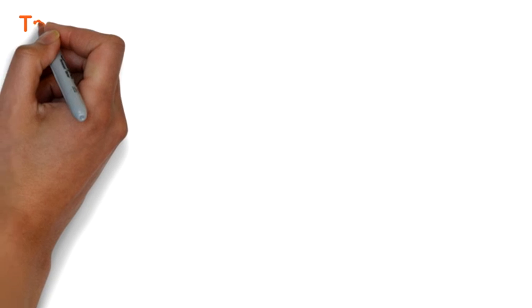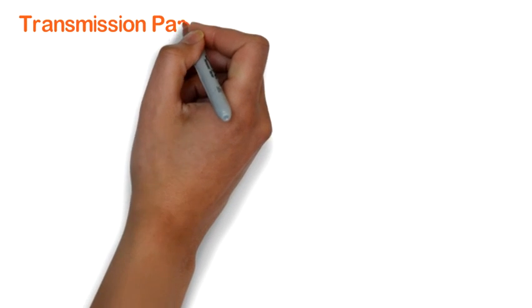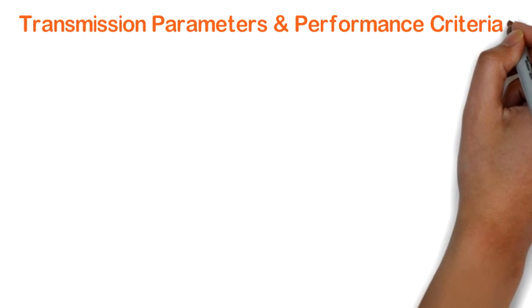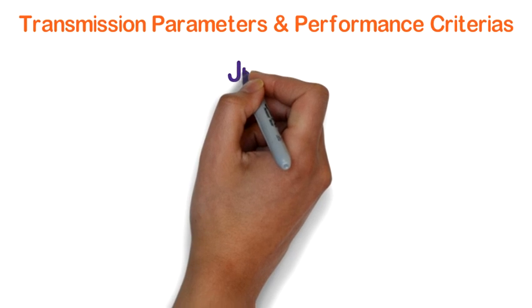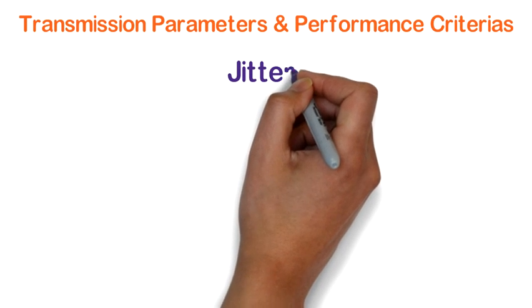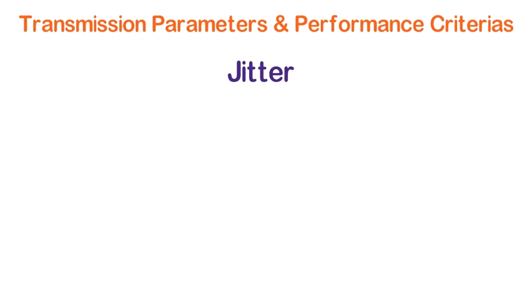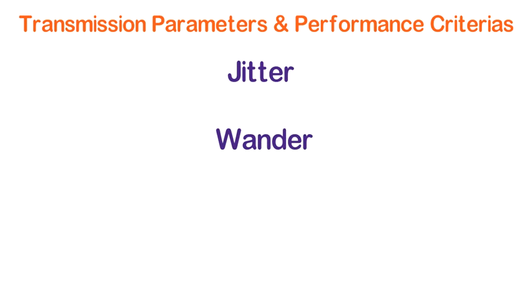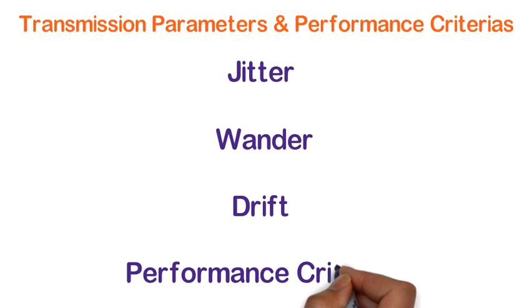So, let us review telecom transmission parameters and performance criteria we discussed till now. First was jitter, which is the short-term variations of a digital signal from their reference position in time. Next is wander, which is long-term variations of a digital signal from their reference position in time. Third is drift, and last we discussed different performance criteria.